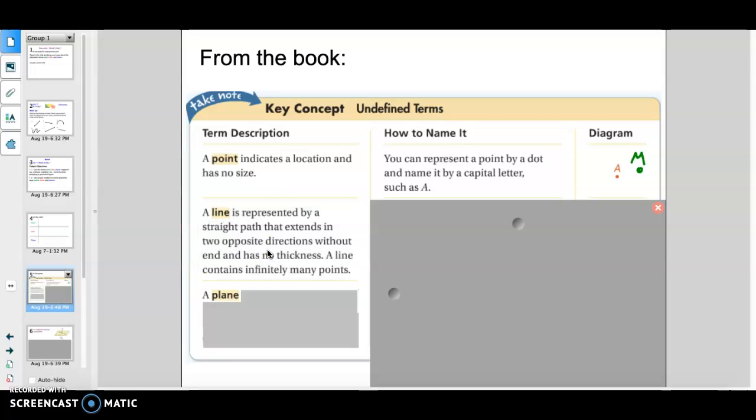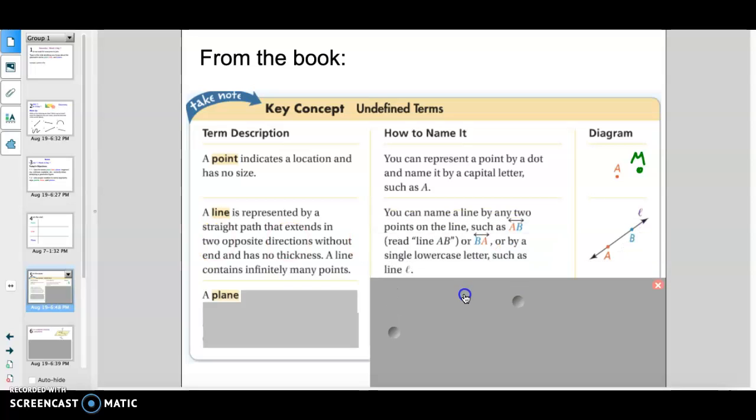The next one is a line. A line is represented by a straight path that extends in two opposite directions without end and has no thickness. A line contains infinitely many points. So here you can see a line, and along that line there are infinite points, but we're going to label two specific ones with letters, and those are going to help us name the line.